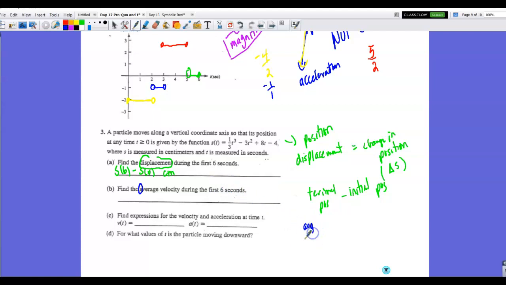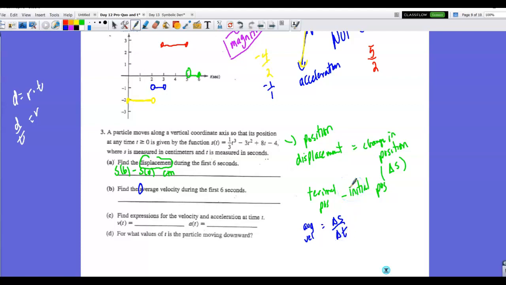So average velocity is based on that old idea we introduced, distance is equal to rate times time. So rate is equal to distance divided by time. That's our old middle school idea. So average velocity is equal to change in position over change in time.